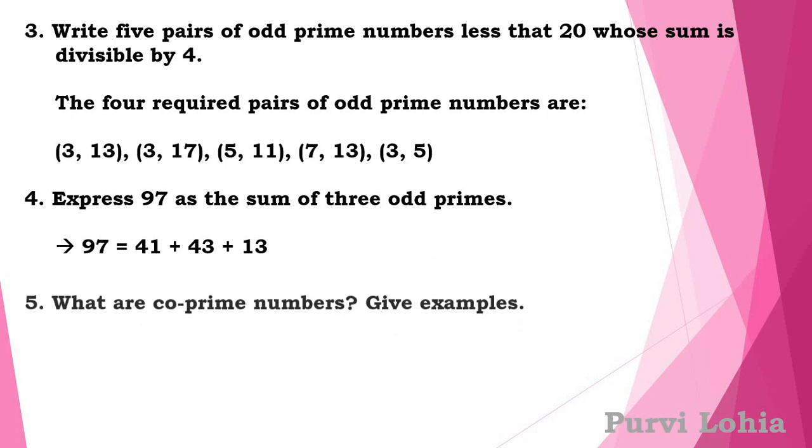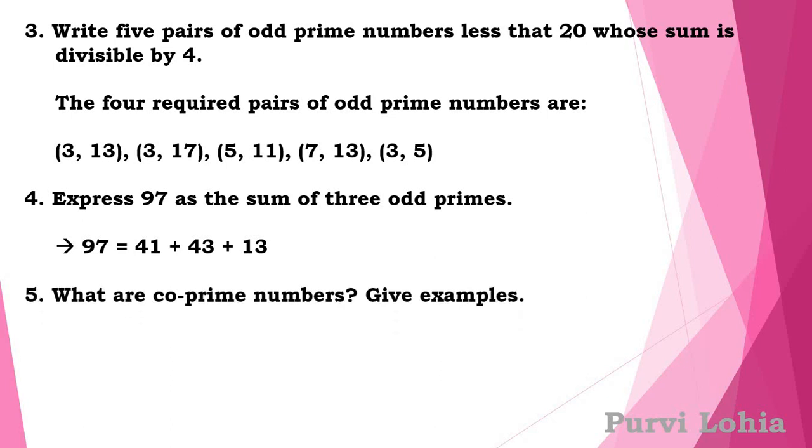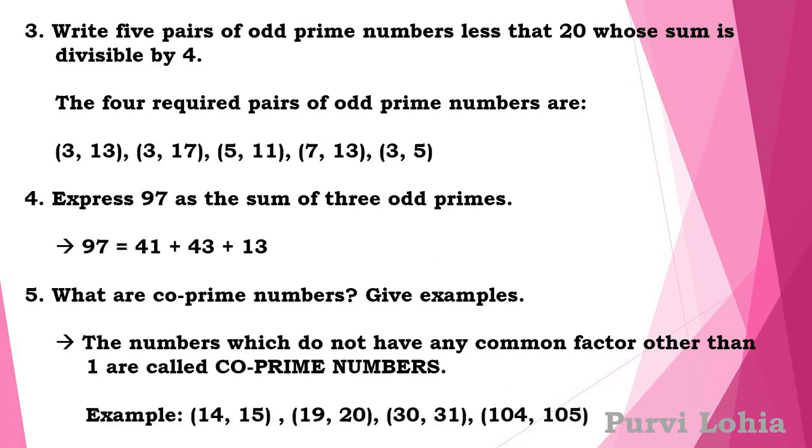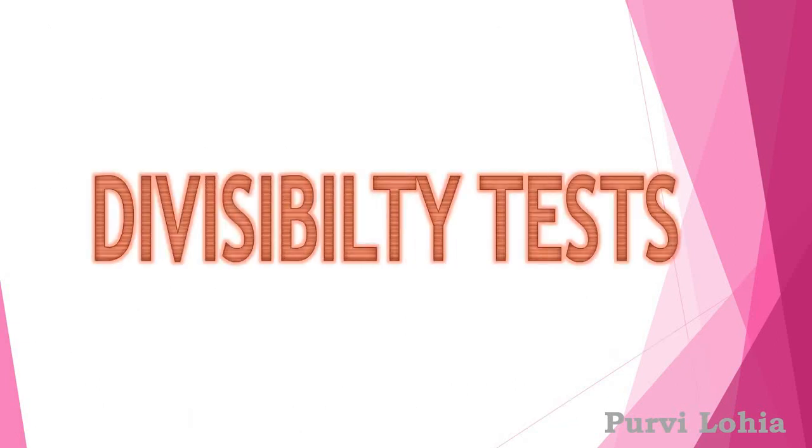Next, what are co-prime numbers? Give examples. The numbers which do not have any common factor other than 1 are called co-prime numbers. Example, 14, 15, 19, 20, 30, 31, 104, 105. So as I told you, the two consecutive numbers are always co-prime. Next, we will learn divisibility tests.